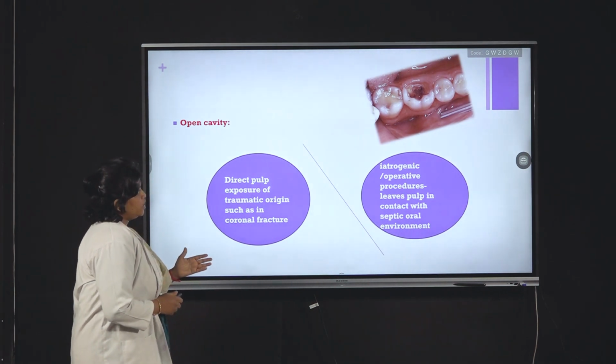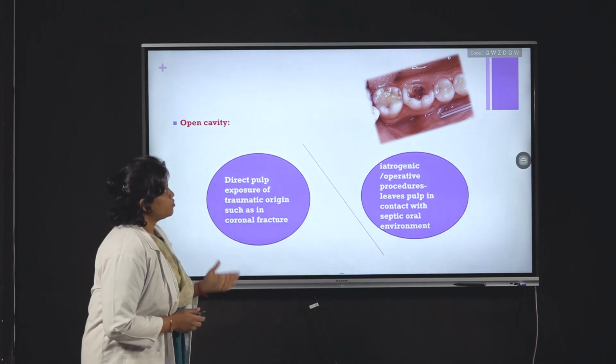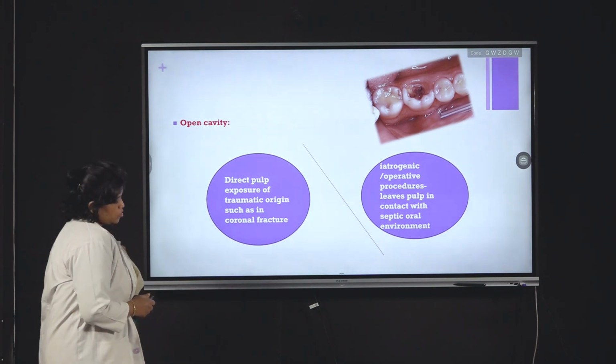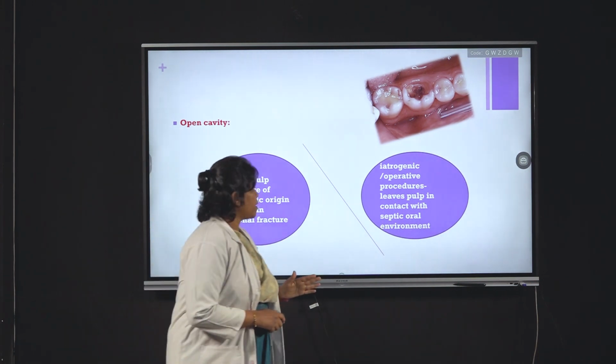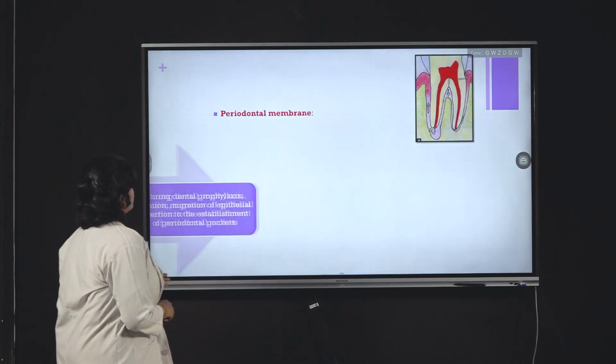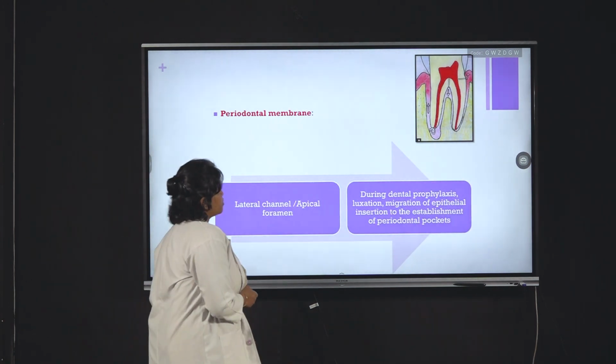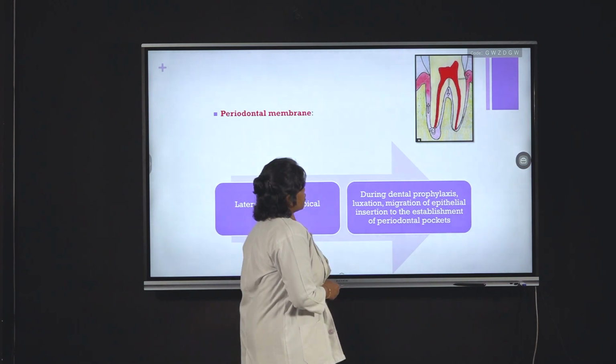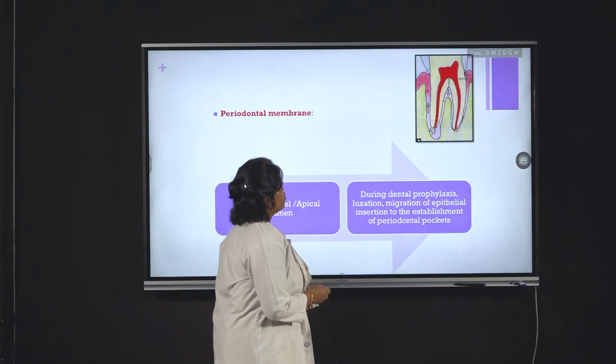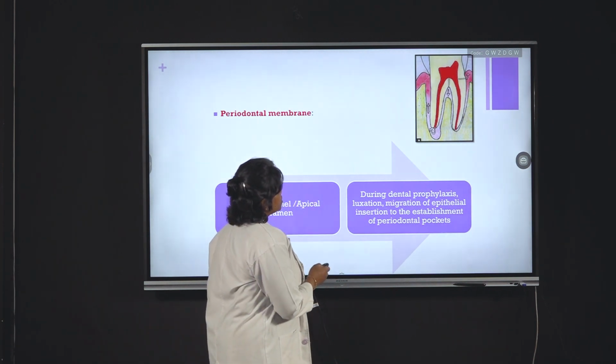So that leads to the access of the bacteria into the pulp. So these are the causes or the routes, the portals of entry, of the bacteria into the tooth structure. Right, periodontal membrane is already told. The tooth will have lateral canals and apical canals. So from the periodontium, the bacteria can traverse and go into the apical area and reach the pulp tissue.